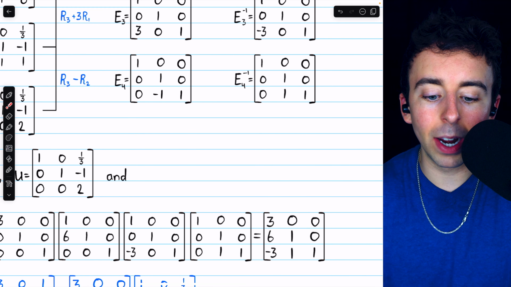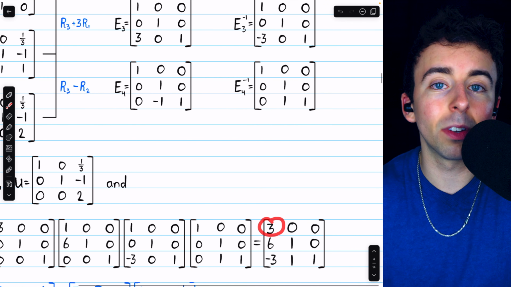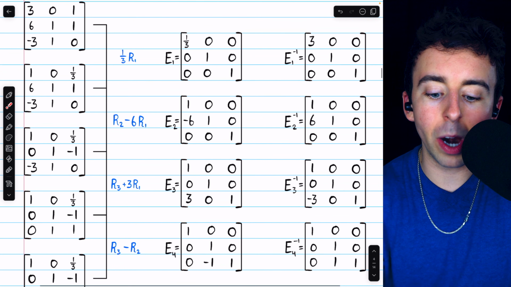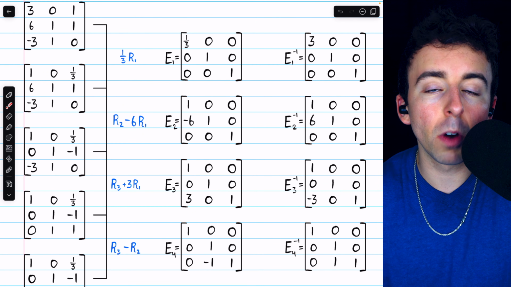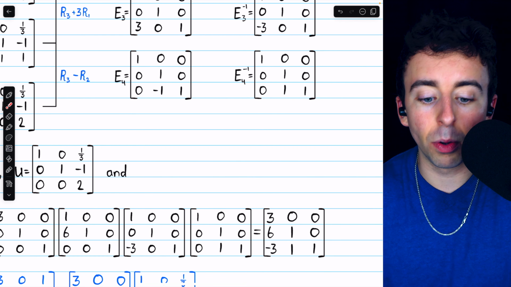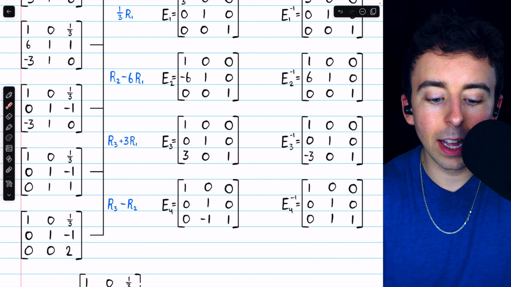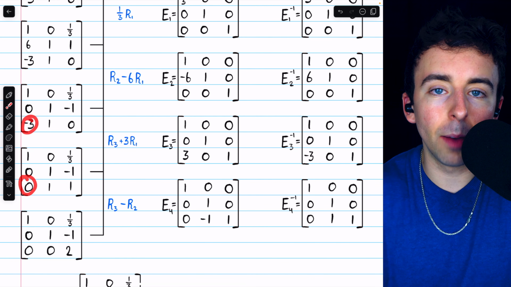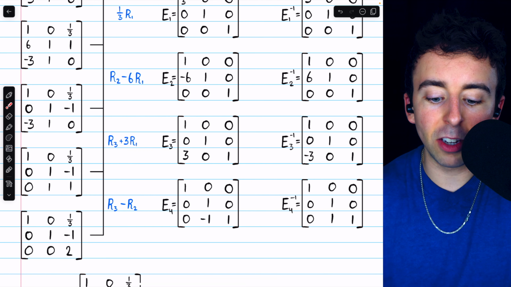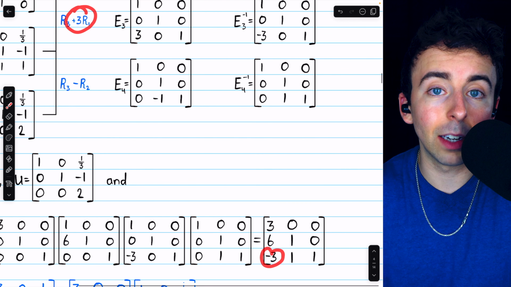Now again, I want to point out, if we're just multiplying a row by a scalar, that's when we see reciprocals in L. But if we're adding a scalar multiple of one row to another, that's when we see negatives in L. So the next step is adding 3 row 1 to row 3 so that this entry becomes a 0. So in that position in L, we should have the negative of 3, which is -3.